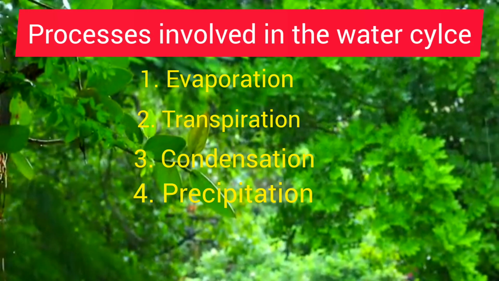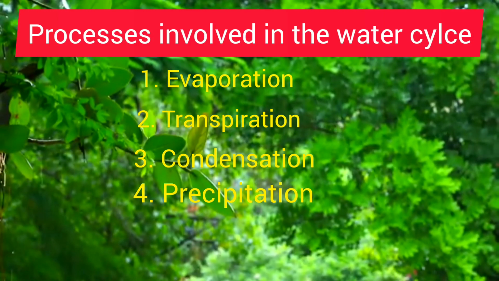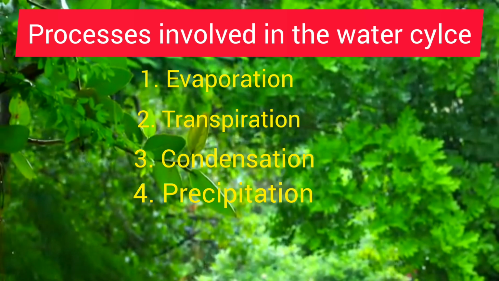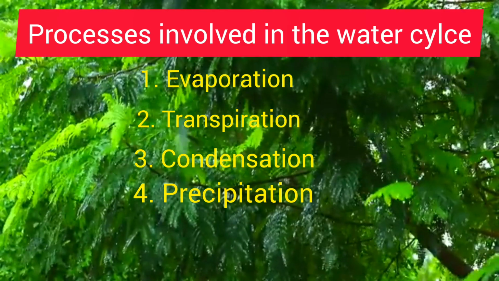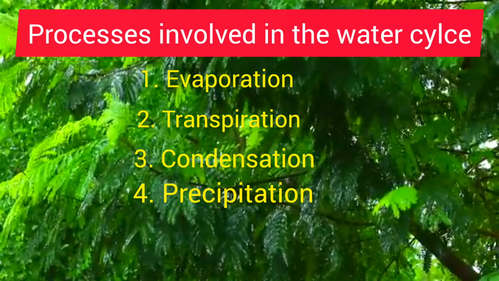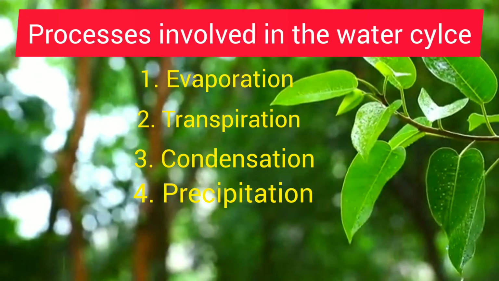That is precipitation. There are two forms of precipitation: solid precipitation and liquid precipitation. Liquid precipitation, for example, you have rainfall, you have dew, which is a smaller quantity of rain. And solid precipitation, you have hailstone, you have snowfall, you have ice block. So those are the processes.